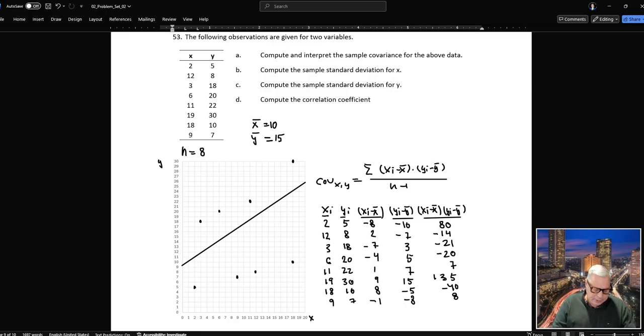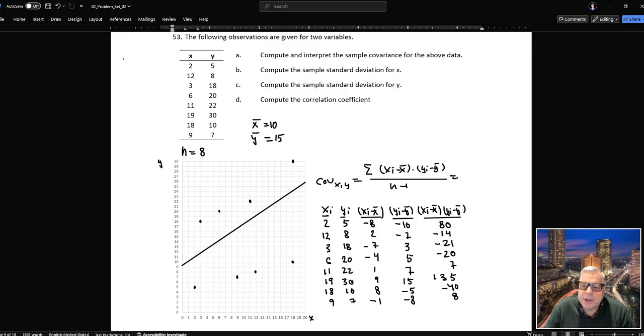Okay, so that is 80 minus 14 minus 21 minus 20 plus 7 plus 135 minus 40 plus 8. So unless I made a mistake, the sum is 135.